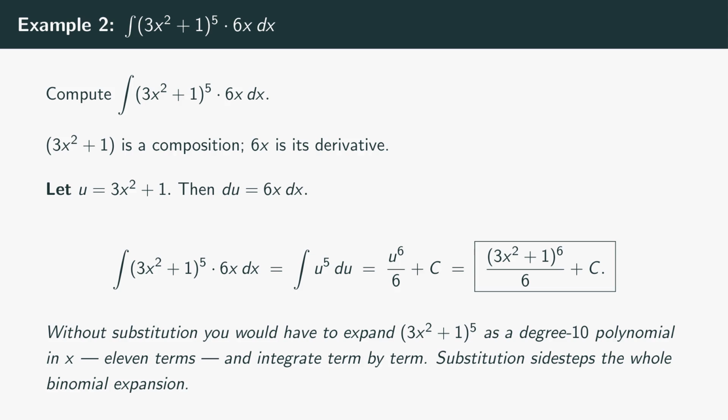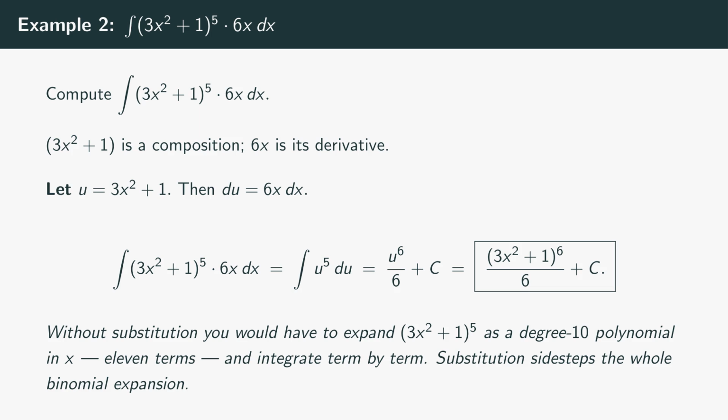Second example. Compute the integral of quantity 3x squared plus 1 to the fifth times 6x dx. Same diagnosis. There's a composition, something to the fifth power, where the inside is 3x squared plus 1. The derivative of 3x squared plus 1 is 6x, and 6x is sitting right there as a factor in the integrand. The setup is begging for substitution.